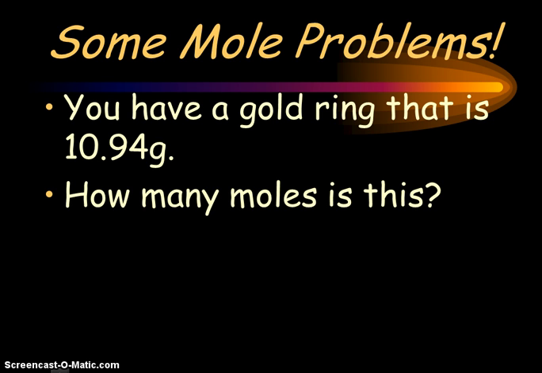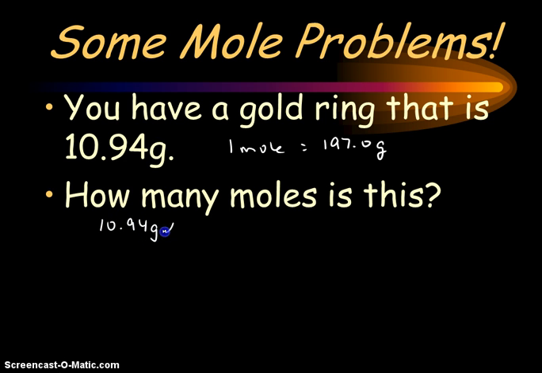So we look up the atomic mass off the periodic table. And that tells us that 1 mole of gold is 197.0 grams. So now we can do a factor label problem which will help us to convert from grams to moles.